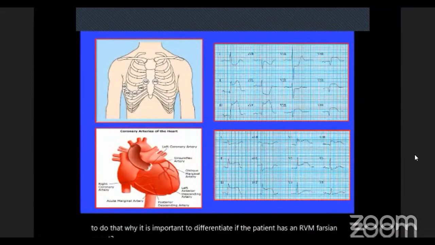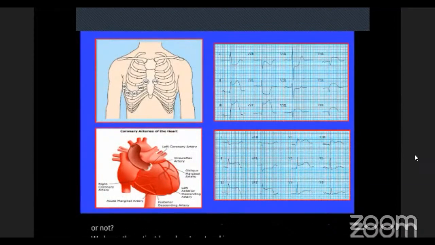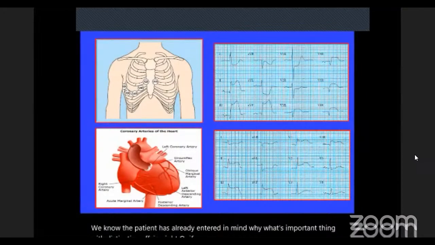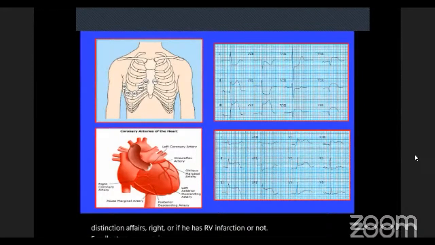We know the patient already has an inferior MI. Why is it important to distinguish whether he has RV infarction? Clinically, if he's having an RV infarction, then the patient is having RV failure now. So this is important clinically. And in aspect number 1, the prognosis is very poor.